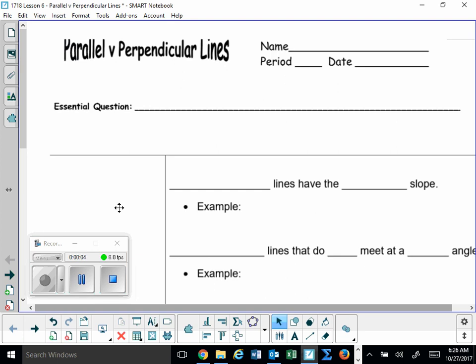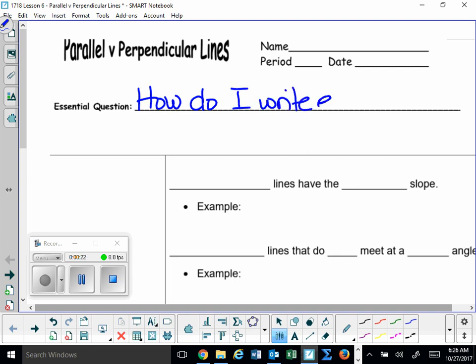In this lesson, we're going to talk about parallel and perpendicular lines, and we're going to talk about them from an algebra perspective. Our essential question is, how do I write equations describing parallel and perpendicular lines?